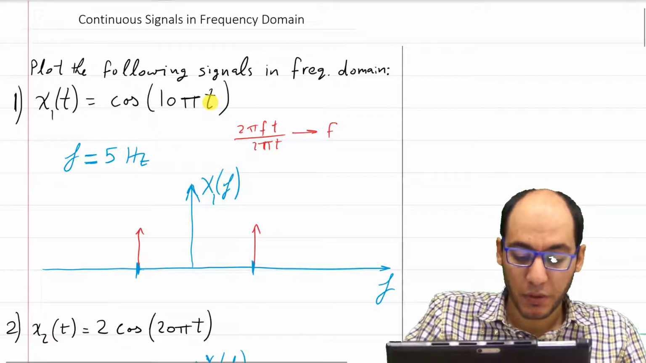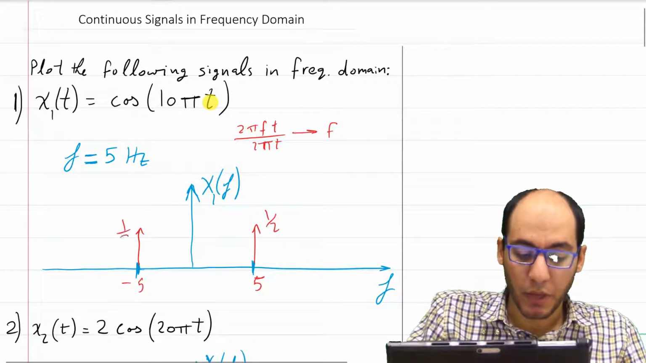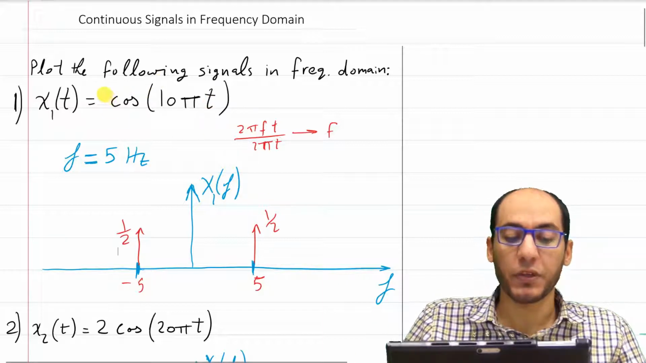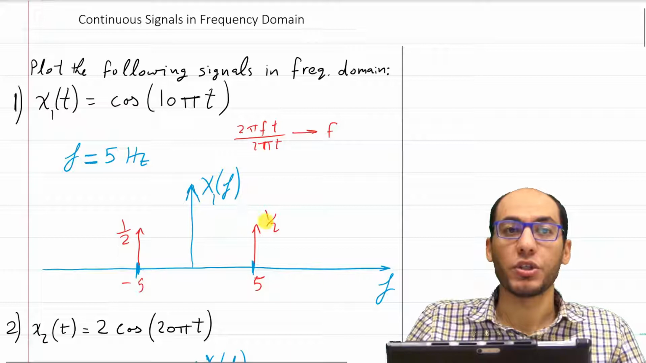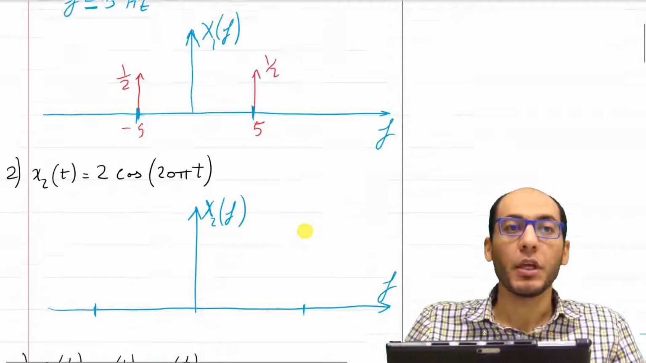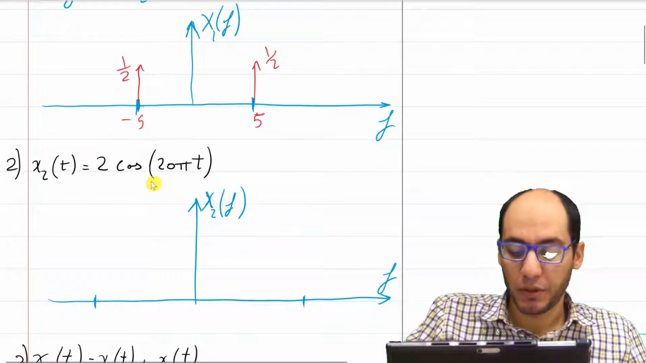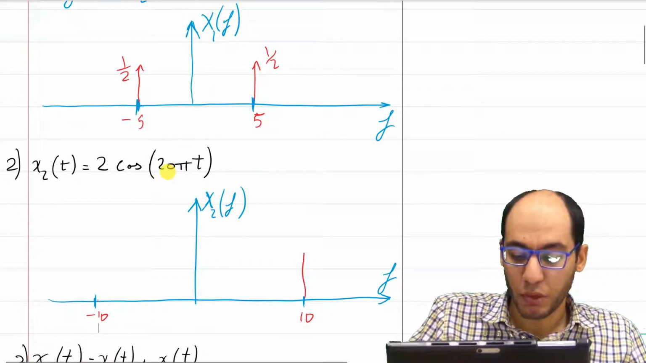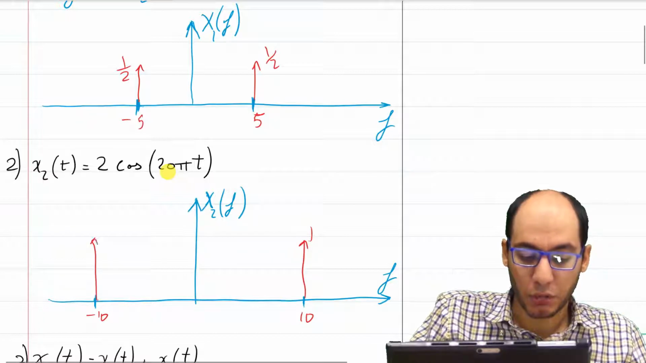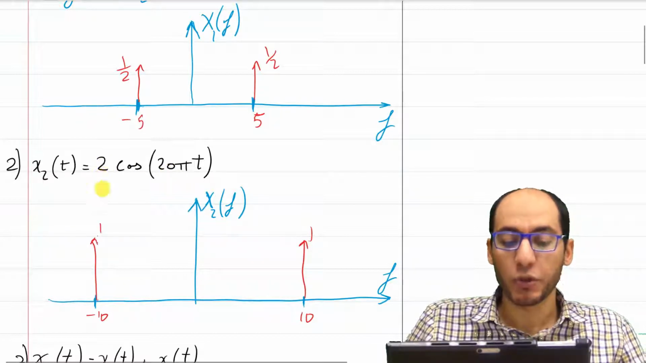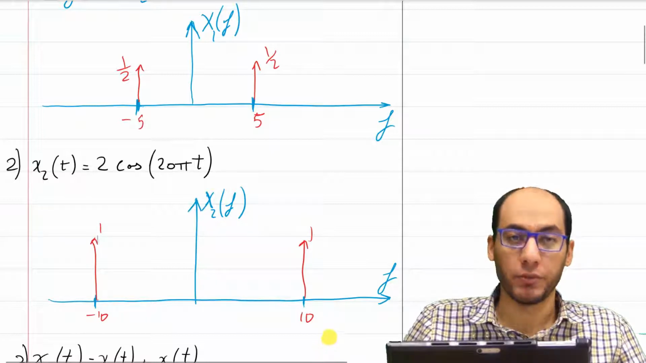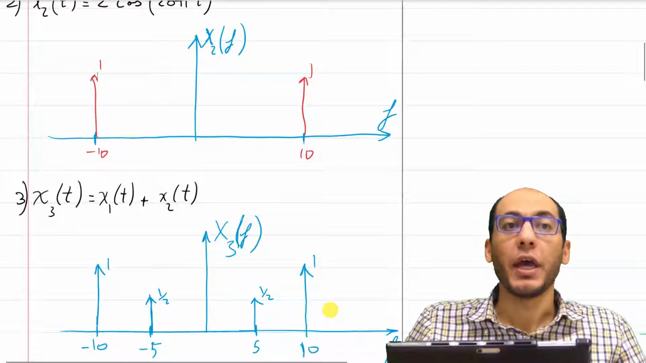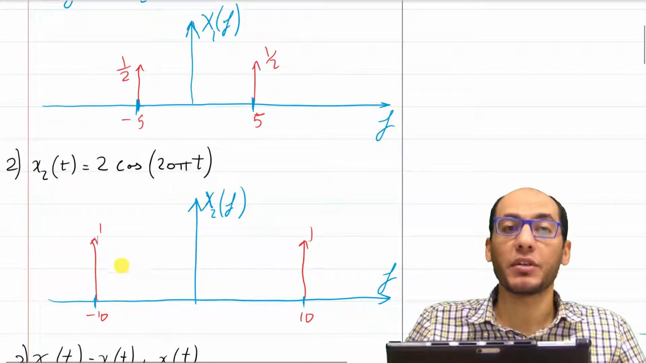So this is 5, and this is -5, and this is half and half. Why half? Because it is half of this coefficient, which is divided over these two deltas. Again, if it's a cosine, then you get 10 and -10. Because here this is 20, and then you get 1 and 1, because the amplitude is 2. If the amplitude was negative, then the deltas are going to be pointing down. And if it's a sine, then you're going to get deltas as well.